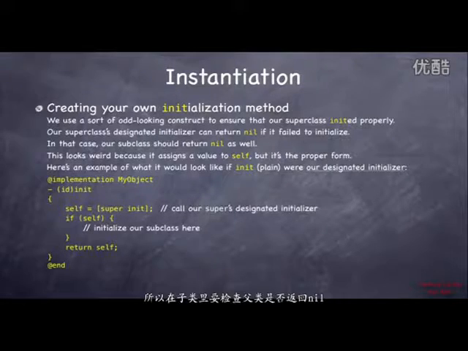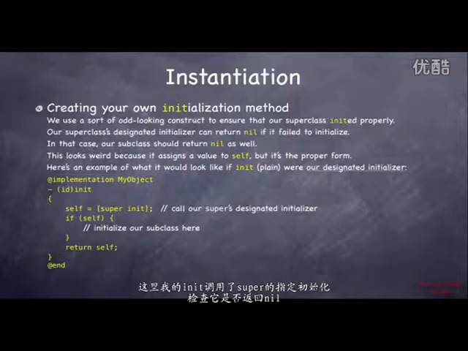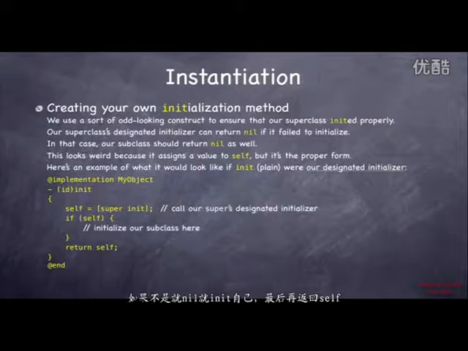So when you're subclassing, you have to be able to check and see if your super returned nil. So here's my designated initializer. I'm calling my super's designated initializer, which is init. And then I'm checking to see if that returned nil. And if it didn't, then I'm going to initialize myself, and then I'm going to return myself. Okay? Everyone cool with this? It's a little goofy, but that's the way it is.